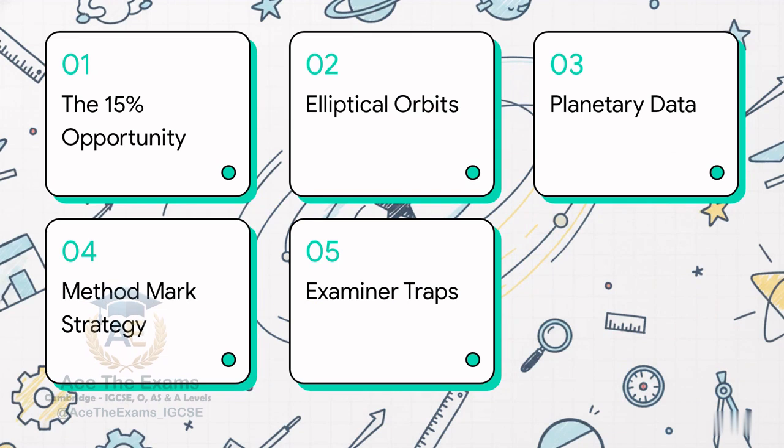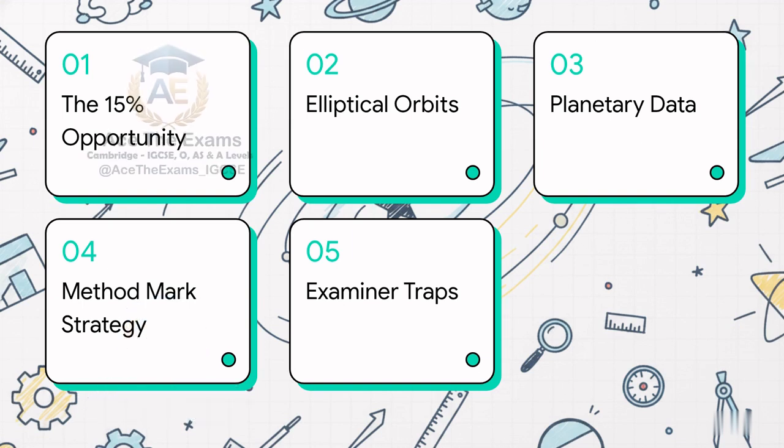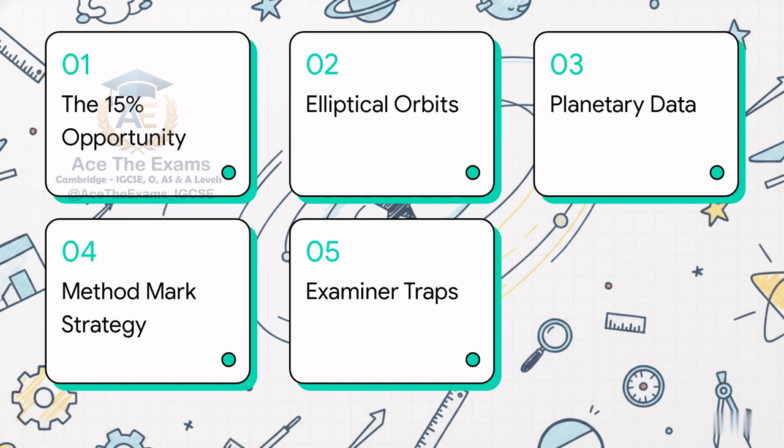Okay, let's dive into this. Here is our structured roadmap for how we're going to completely decode the exam mechanics today. First, we just covered the 15% opportunity. Next, we'll break down the core physics of elliptical orbits. Then we'll jump into a practical workshop on analyzing planetary data. After that, we'll reveal the method mark strategy. And finally, we'll wrap up with the top 3 examiner traps.